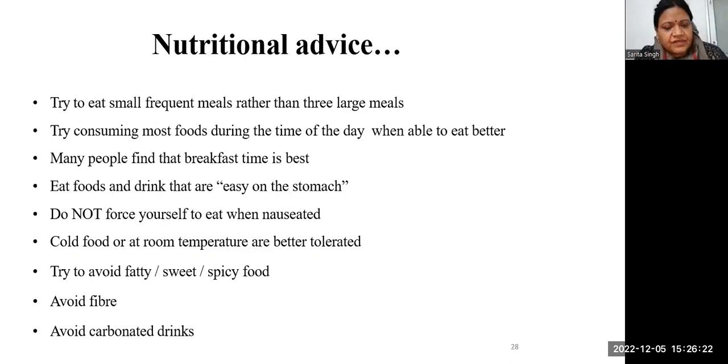As nursing care, you should give nutritional and diet advice to the patient for support. You can advise them to eat small frequent meals rather than three large meals, and to try consuming foods at the time of day they tolerate best. Many people find breakfast time is best. So according to the patients and their symptoms, you can advise them.